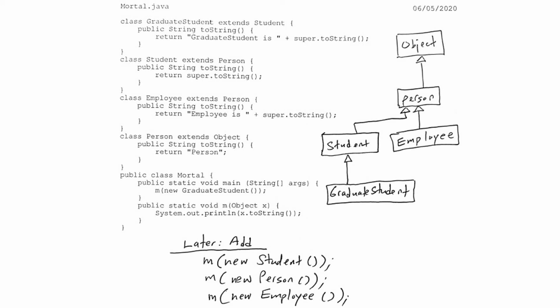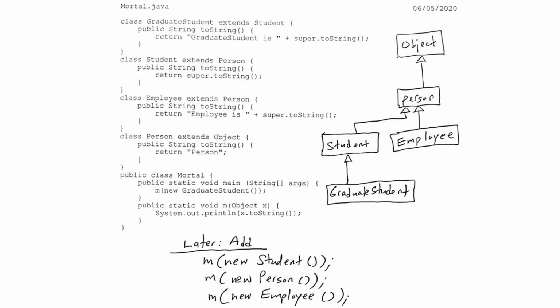If you see my handwriting, the scribbles down there, later I would like you to add yourself three more method calls that will pass the objects student, person, and employee. Okay, now let's trace the program, the main program.